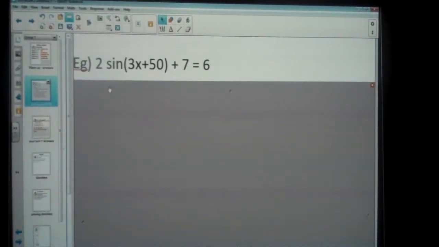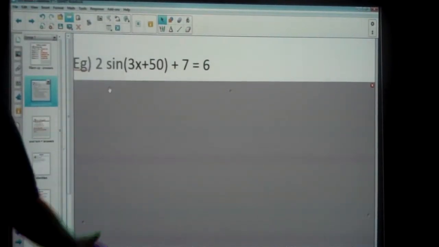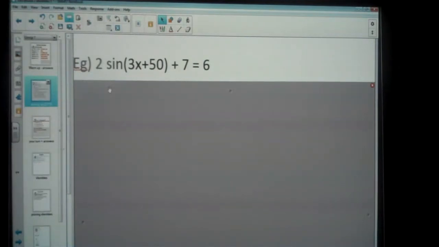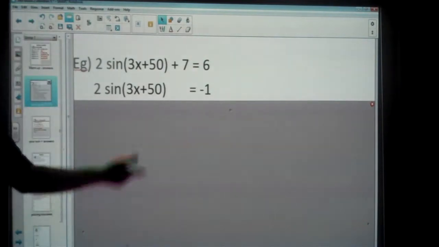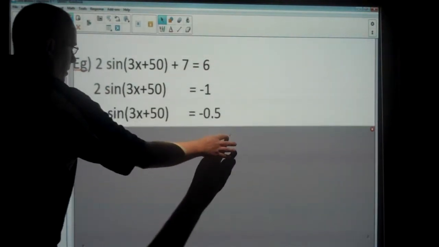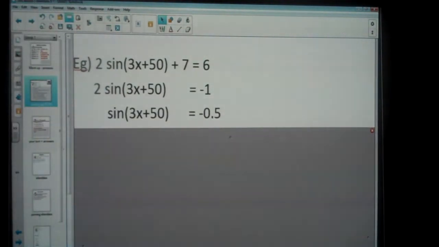Now, before we move on to our inequalities, let's look at some slightly more complicated equations. I made this one a lot more complicated to reduce the number of examples I need to do. First of all, we know we need to solve for the trig ratio. So we can certainly subtract 7 from both sides, and we can divide by 2. And that's the type of thing we were doing last lesson.